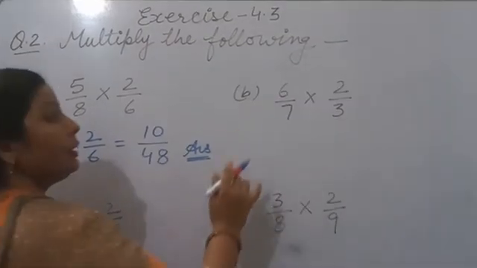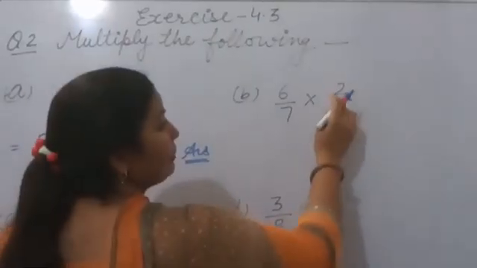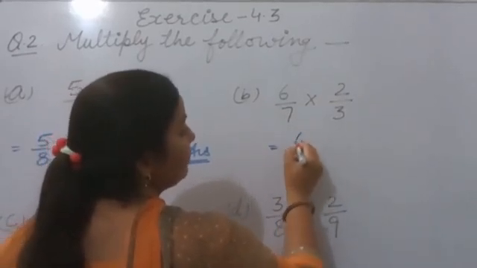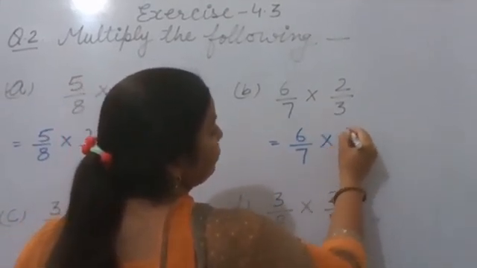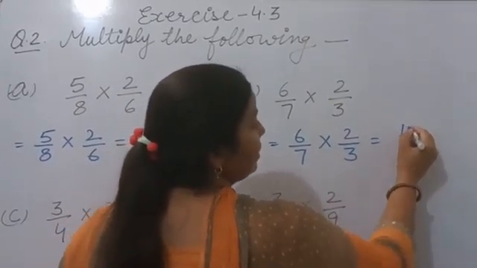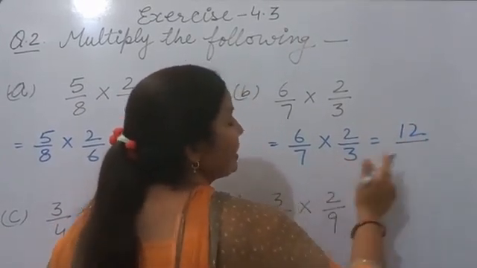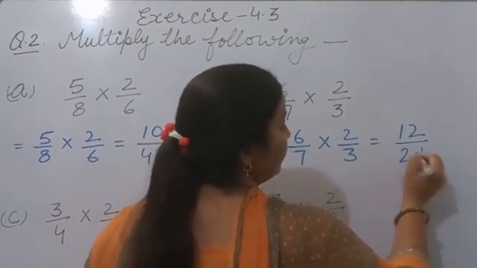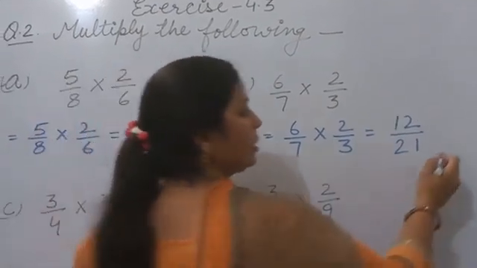Okay. Now B part: 6 upon 7 multiply by 2 upon 3. The same we will write, 6 upon 7 multiply by 2 upon 3. Now 6 2s are 12 and 7 3s are 21. Okay, that's your answer.